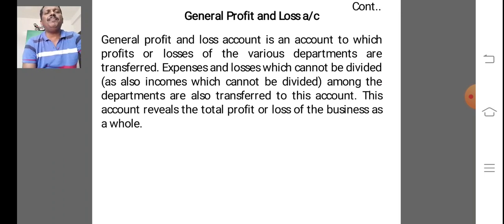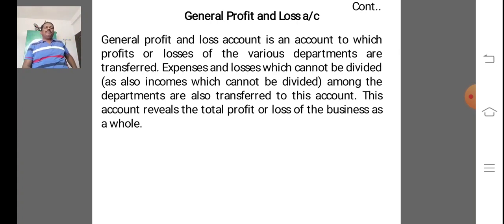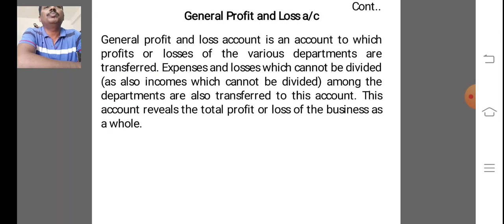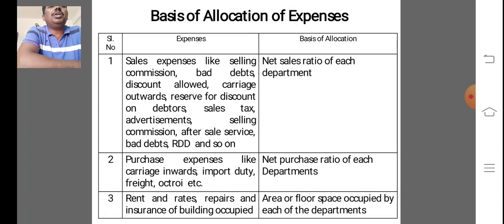So, general profit and loss account. General profit and loss account is an account to which profits or losses of the various departments are transferred. Expenses and losses which cannot be divided, as also incomes which cannot be divided among the departments, are also transferred to this account. This account reveals the total profit or loss of the business as a whole. So these are the allocation of expenses. Now I am discussing the allocation one by one.